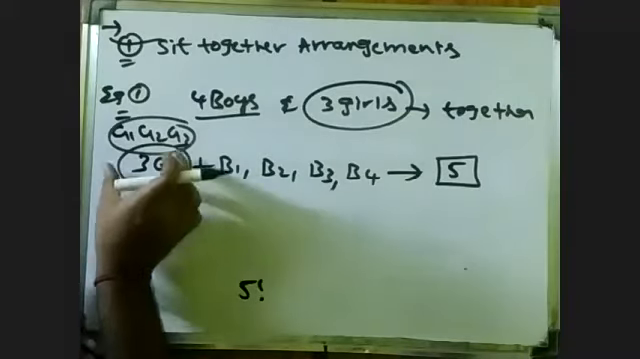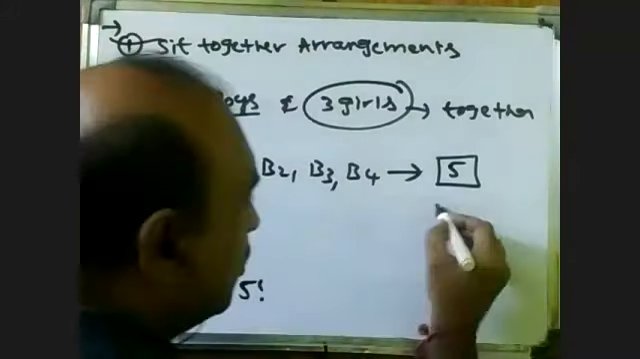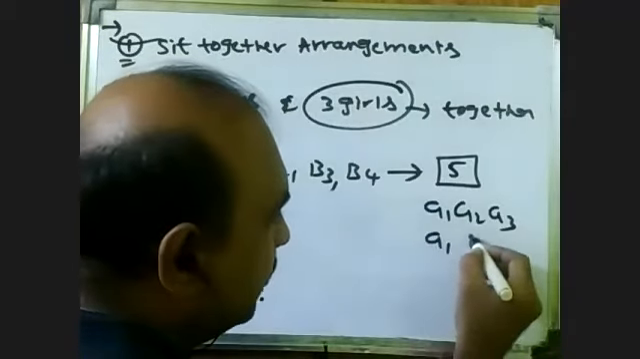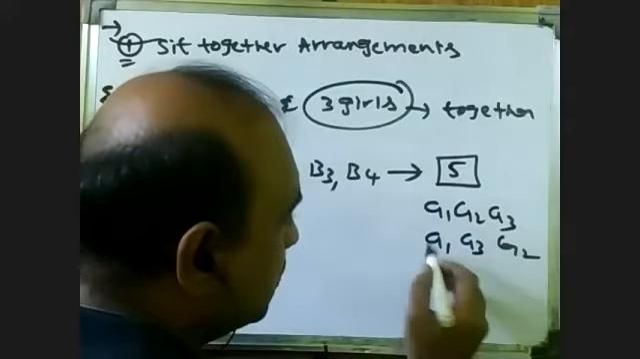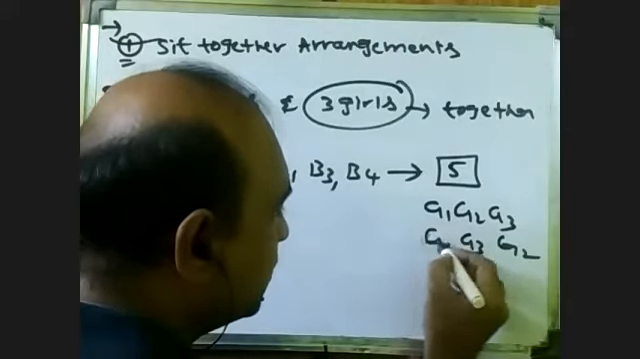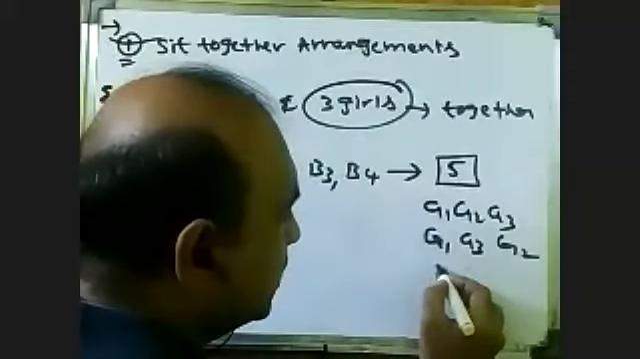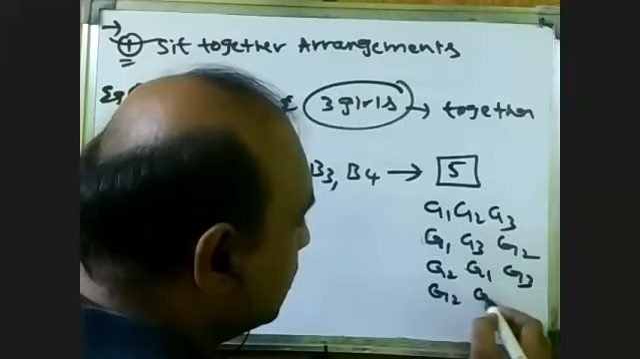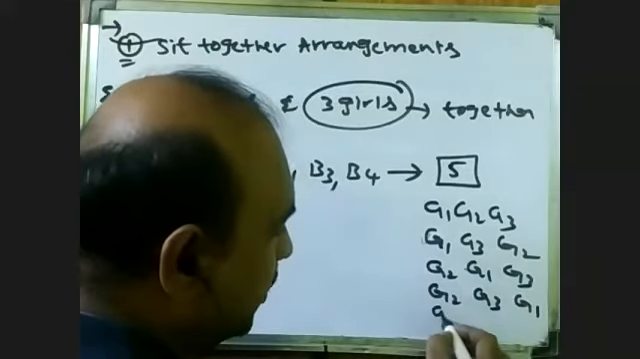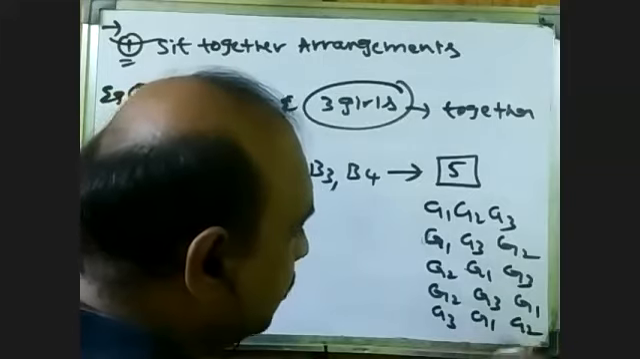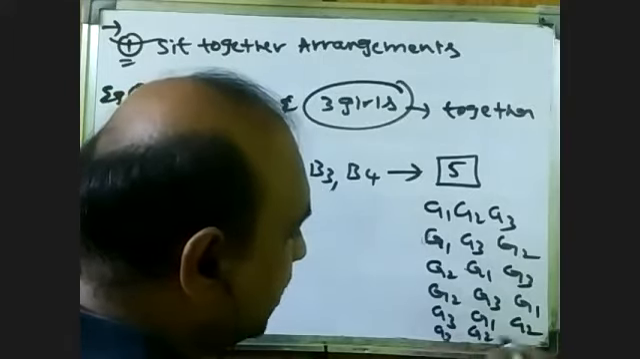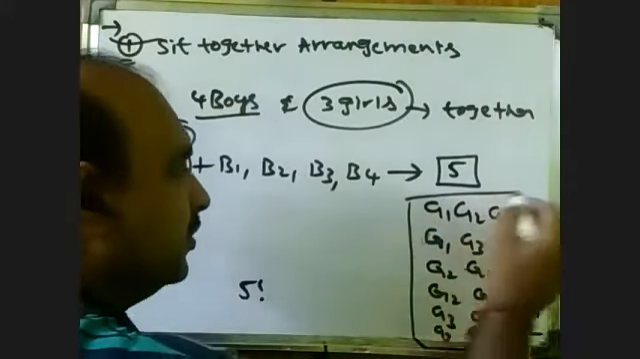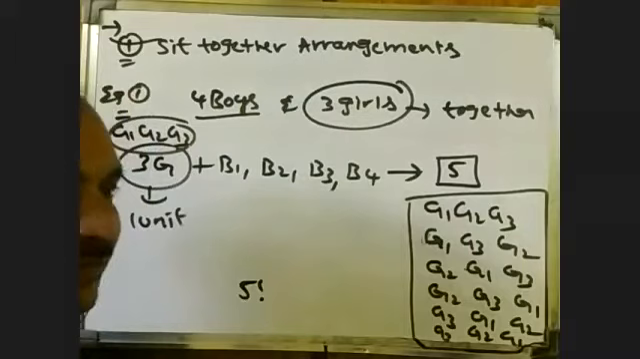But here, the 3 Gauss, you're saying G1, G2, G3, may be internally arranged like this: G1, G2, G3, or G1, G3, G2. Next, G2, G1, G3, or G2, G3, G1, or you can also write G3, G1, G2, or G3, G2, G1. Total 1, 2, 3, 4, 5, 6. There exist a total of 3 factorial arrangements.